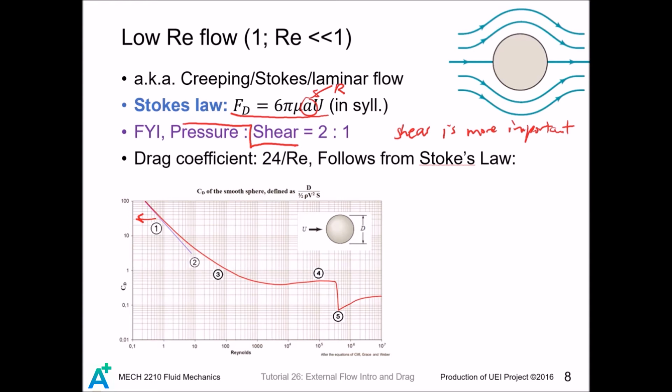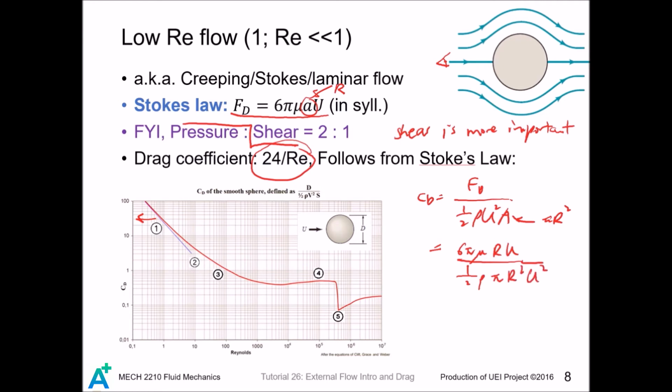It is because the viscous effect is really important in such flows. And from the Stokes law, we can show that the drag coefficient is given by 24 divided by the Reynolds number. The drag coefficient is defined as the drag force divided by the stagnation pressure times the area. And here the area for a sphere is frontal area, and that is pi r squared. This cancels out, and the radius becomes diameter divided by 2. So this is 24 divided by Reynolds number.